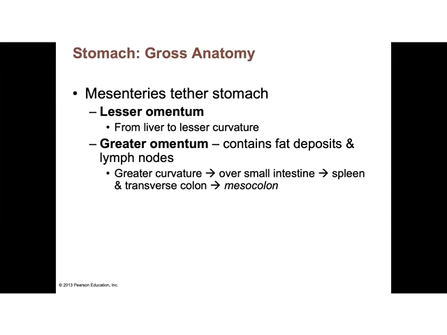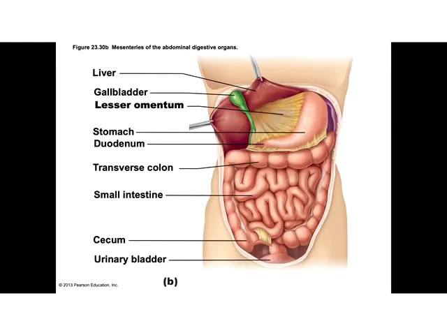And the greater omentum is going to hang from the greater curvature, loop over the small intestine, kind of like an apron, and then back to the spleen and transverse colon, where it's connected to a tissue called mesocolon, right? And this is where we store a lot of our body fat. So you can see the lesser omentum here, right? And the greater omentum has been cut away, right?